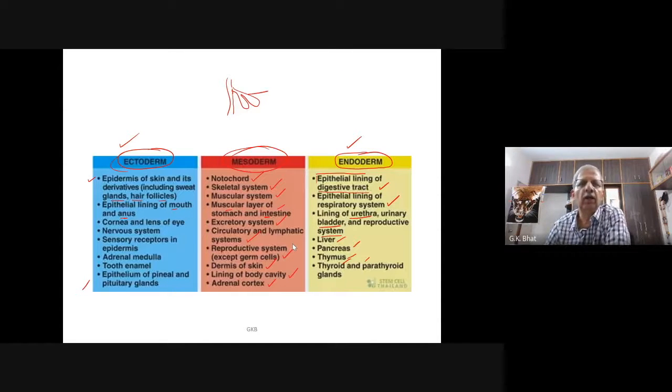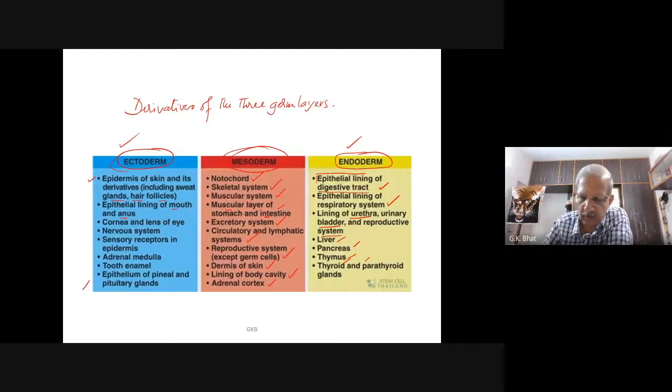All these are nothing but called derivatives of germ layers. What are the three germ layers? Ectoderm, mesoderm, endoderm. These are the three germ layers. And what you have is the table here, derivatives of the three germ layers. Very often it is asked in all types of examinations.